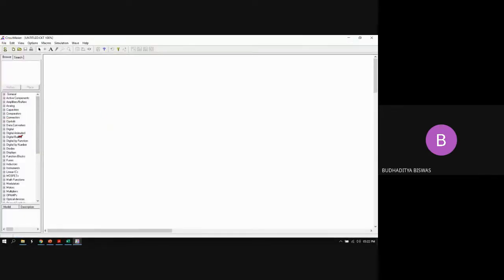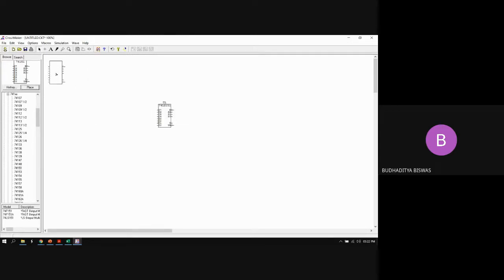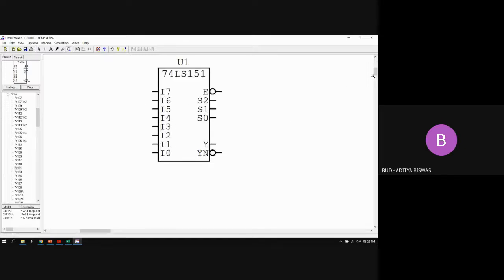Okay, so that IC 74151 is the 8x1 multiplexer. First we need to place one IC 74151. Here digital by number is there, and in this, the 74 series should be there. Where is the 74 series? And 74151, where is the multiplexer? This is the multiplexer. So we place the multiplexer here. Let me zoom this thing. Okay, this is the multiplexer.